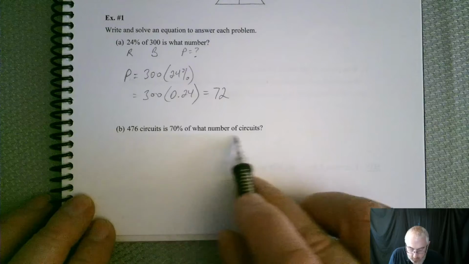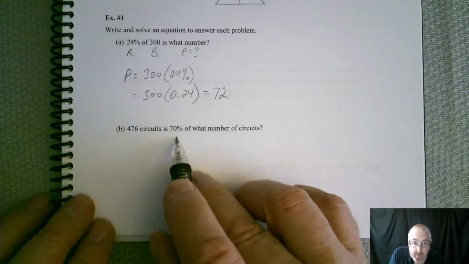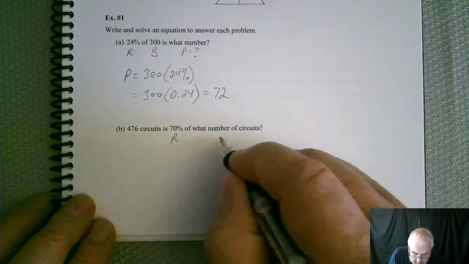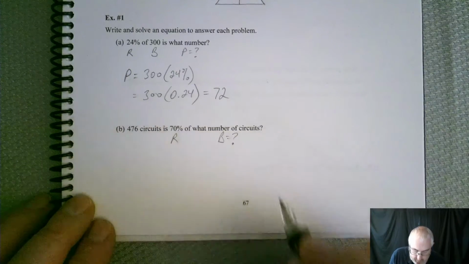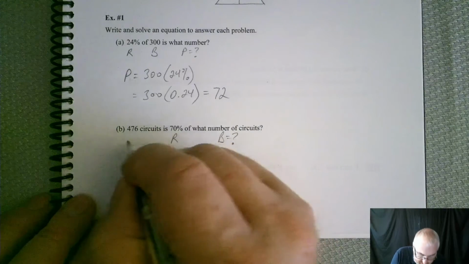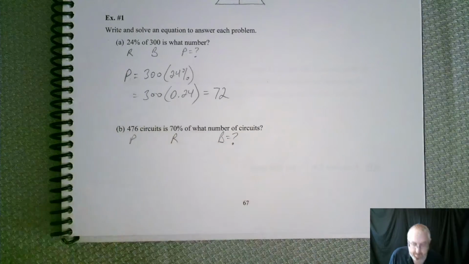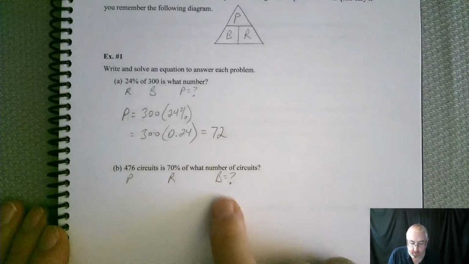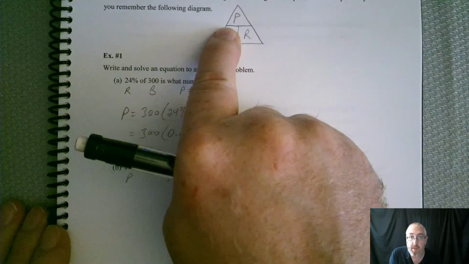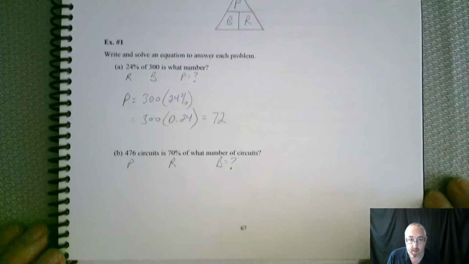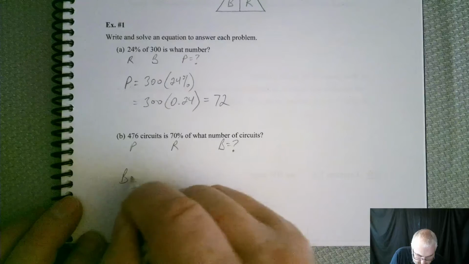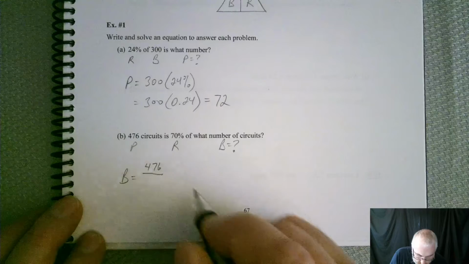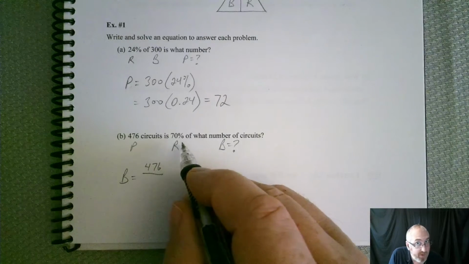476 is 70% of what number of circuits? So 70%, that's got to be our R. Of what number of circuits? So that's our B, and we don't know what that is. And so the 476 is going to have to be our P. So looking at our triangle again, we're looking for B. We have to divide P over R. So we got B equals 476 over 70%, but remember we got to change it to a decimal.